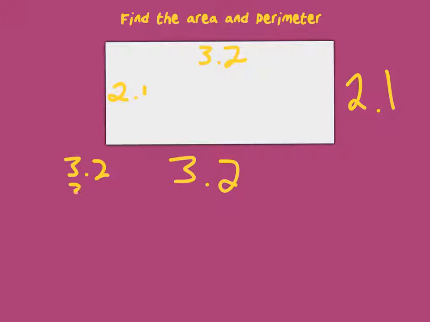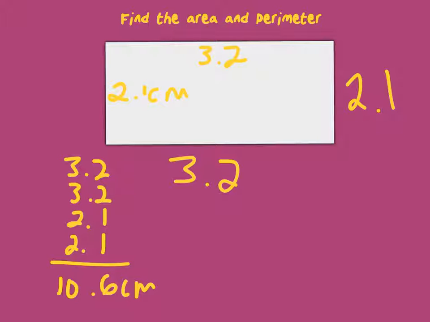Doesn't matter, it's going to get you the same thing either way you look at it. So 3.2, 2.1, 2.1, this is the perimeter. 2 plus 2 is 4, plus 1 is 5, plus 1 is 6. Bring down your decimal. 3 plus 3 is 6, plus 2 is 8, plus 2 is 10. And I did not put the units on here. This is centimeters. So the perimeter is going to be 10.6 centimeters.